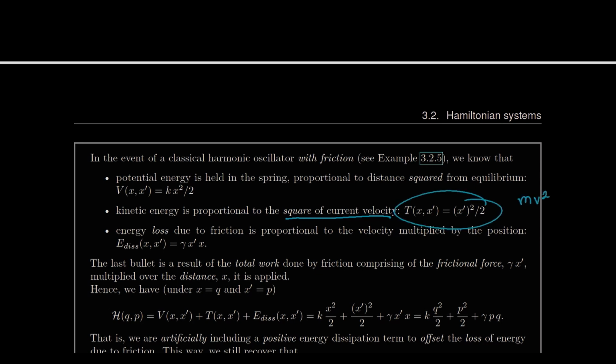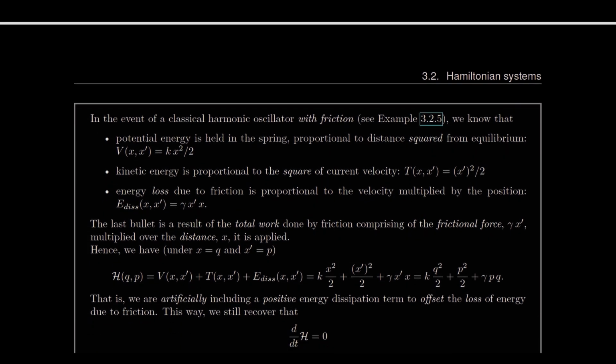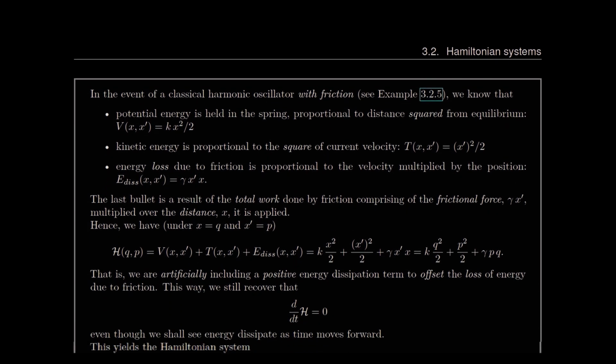This is just mv squared over 2, and the velocity will just be x prime. And then we will actually have some energy loss due to friction, if we want to go back to section 1. And the friction is also going to be proportional to velocity multiplied by the position. So this is going to be akin, once again, to the force times the distance. It is going to be gamma x prime x. So those are going to be my 3 terms that are going to play roles into energy here.